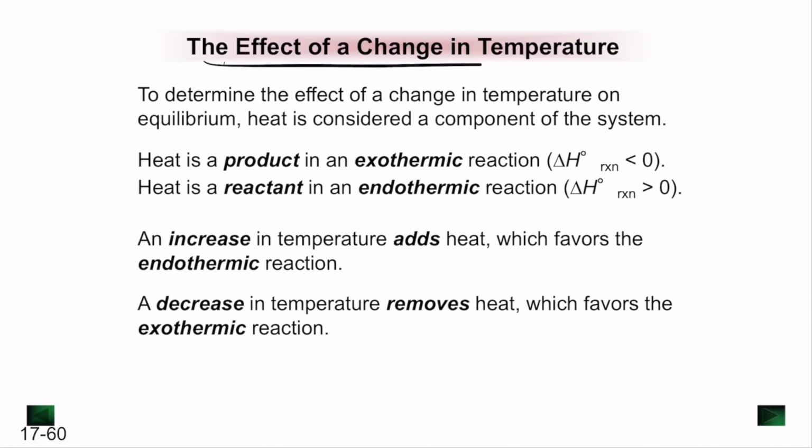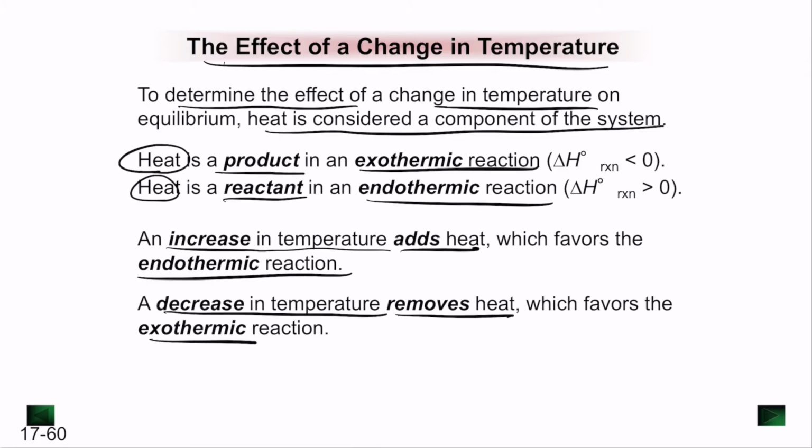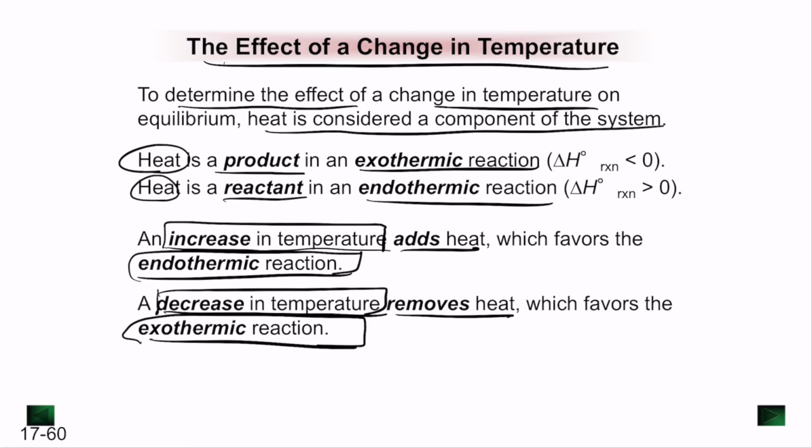Next, let's come to the last one, which is the change in temperature. Now, to determine the effect of change in temperature on equilibrium, we consider the heat component of the system. Remember that heat is the product in an exothermic reaction and heat is the reactant in an endothermic reaction. An increase in temperature generally adds heat, which favors the endothermic reaction. A decrease in temperature removes heat, which favors the exothermic reaction. So remember this: when you increase the temperature, it favors the endothermic reaction. When you decrease the temperature, it favors the exothermic reaction.